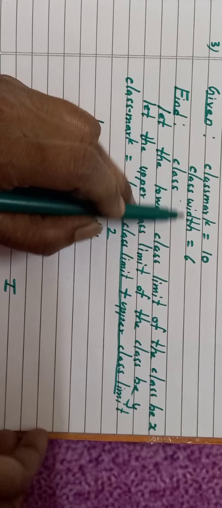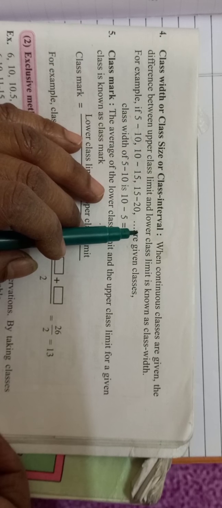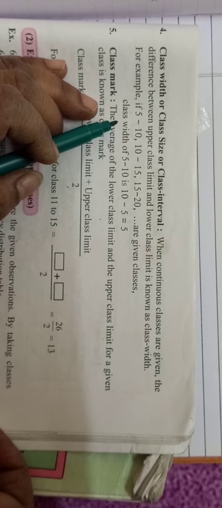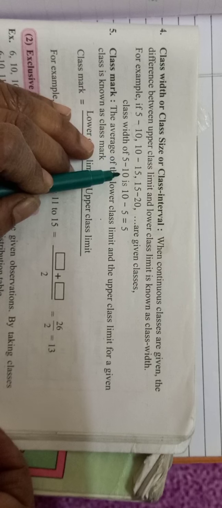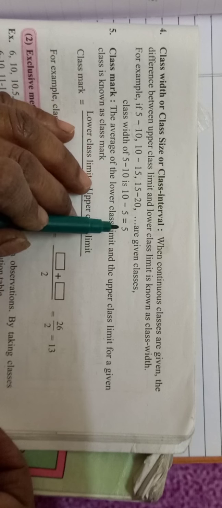Now the second part is class width is given to you as 6. So let us see what is the class width, which we have discussed the meaning of class width. But for revision, we will revise the meaning given in the textbook. When continuous classes are given, the difference between upper class limit and lower class limit is known as class width. Here they have given the example: 5 to 10 is one class. So 10 is the upper class limit, 5 is the lower class limit. So 10 minus 5 is 5.